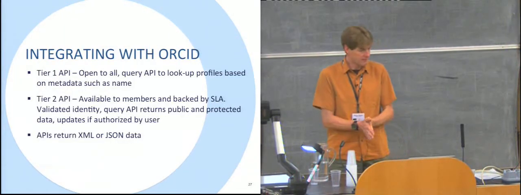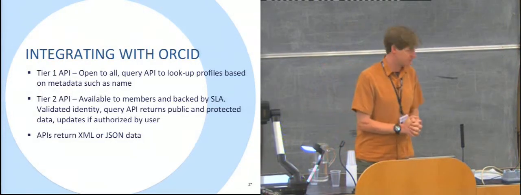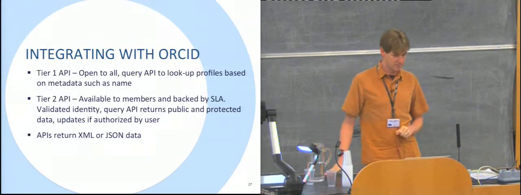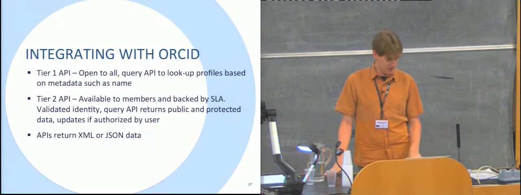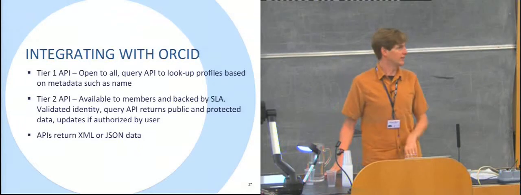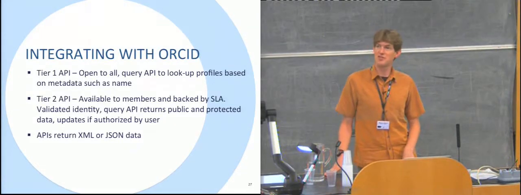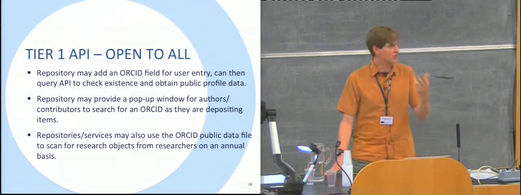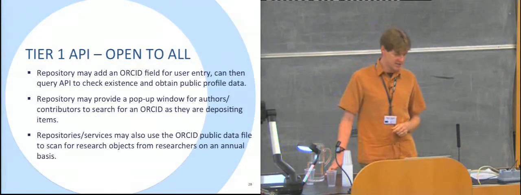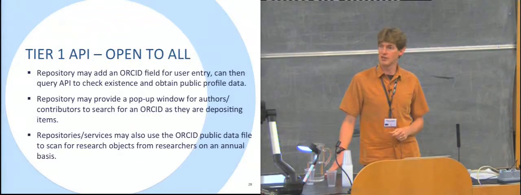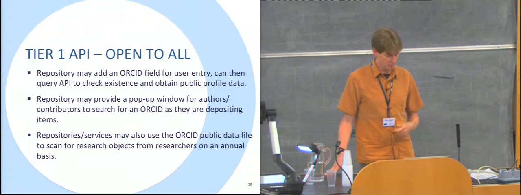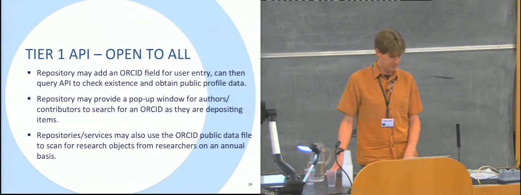So, you want to integrate with ORCID. Good, I'm glad you do. There are two tiers to the API at the moment. Tier one and tier two, and I'll discuss each in turn. I'm going to get slightly technical in a few of these slides, and I apologize to anyone who's not interested in that. All the APIs do content negotiation, returning XML or JSON data, for easy integration in web interfaces and things like that. The Tier 1 API is available to everyone, no charge, no access controls.